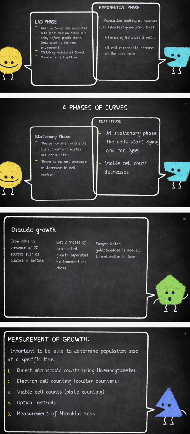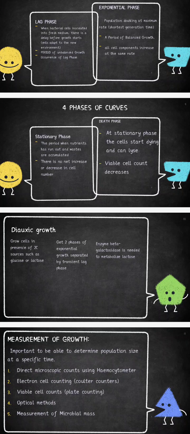Next would be diauxic growth. Here, there are three definitions or descriptions. Grow cells in presence of two carbon sources. So, what are your two carbon sources? That will be your glucose and your lactose. So, the cells grow in the presence of two carbon sources such as glucose and lactose, and then get two phases of exponential growth separated by a transient lag phase.